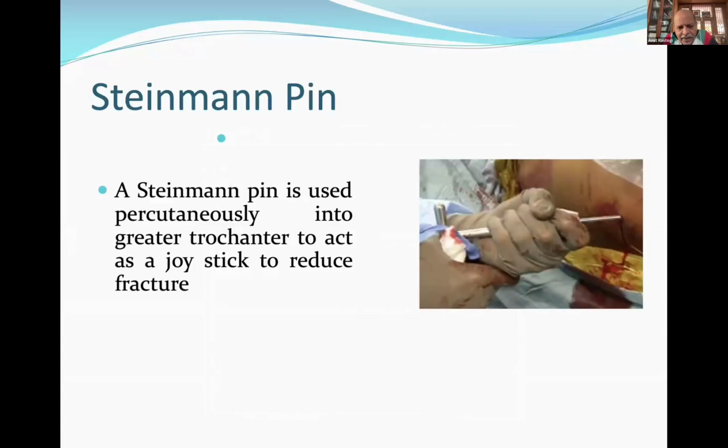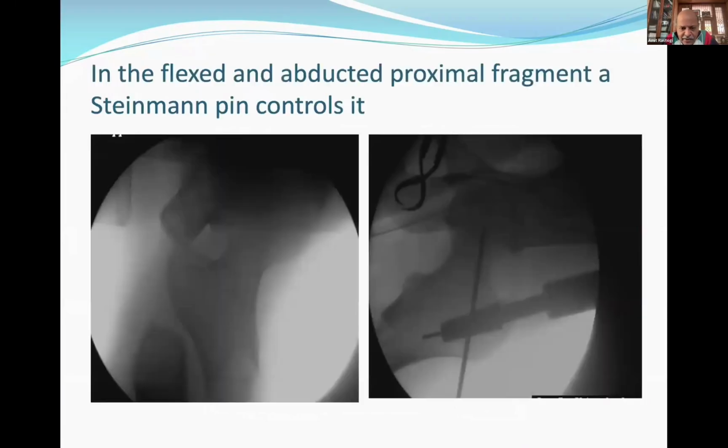But the best implant or reduction device, which I find, is a Steinman pin, or actually two or three Steinman pins used percutaneously in the greater trochanter to act as a joystick. Now see this. This is a massively rotated and displaced fracture. You put a Steinman pin in it. This is what it looked like, and this is what it looks like once you derotate it. You've got nice access and you can proceed with your nailing.